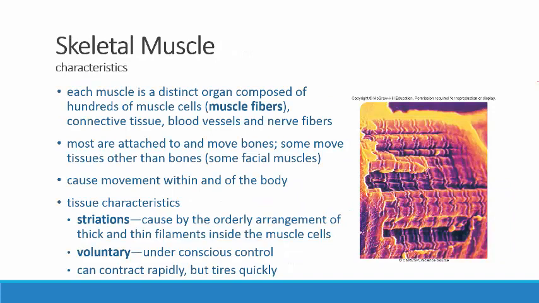So, each muscle that we have in the body that I'm going to be asking you to learn the names of is a distinct organ. It's its own individual organ, but they're composed of hundreds, maybe even thousands of muscle cells. And if you recall from some of our conversations back in Chapter 5 when we were talking tissues, we described these skeletal muscle cells as muscle fibers because they're so long. So a skeletal muscle is composed of these muscle fibers.